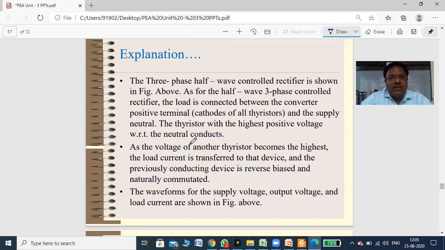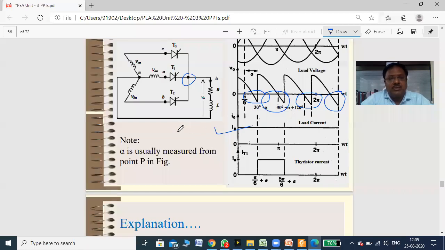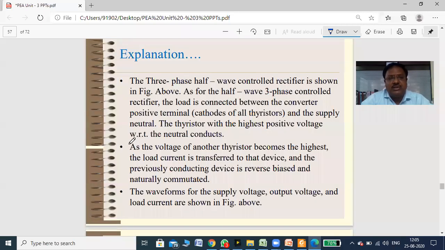Then, as the voltage of this thyristor with the highest positive voltage with respect to neutral, as the voltage of another thyristor becomes the highest, the load current is transferred to that device, and the previously conducting device is reverse biased.